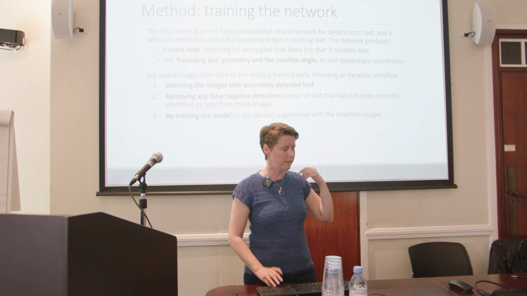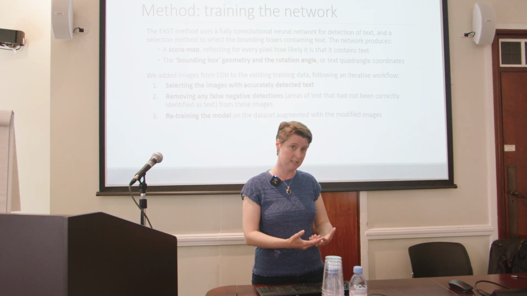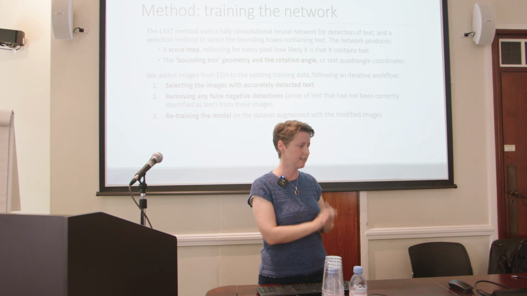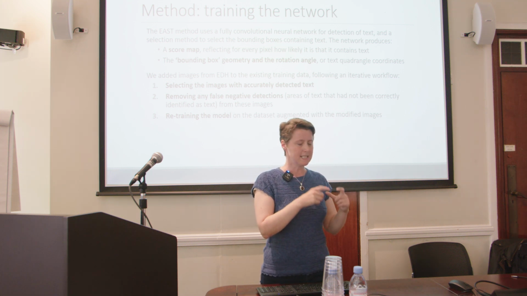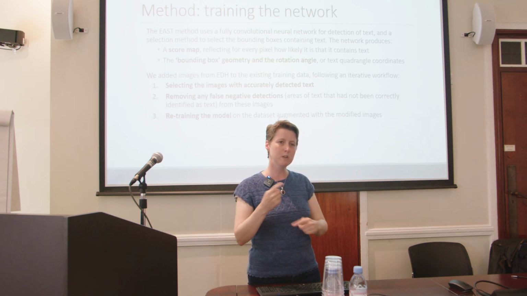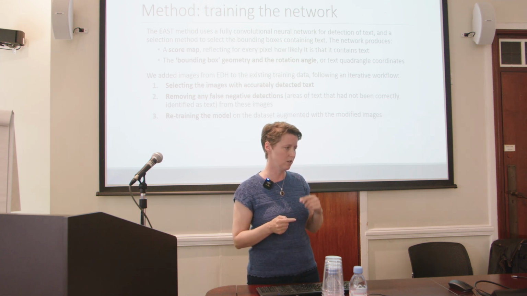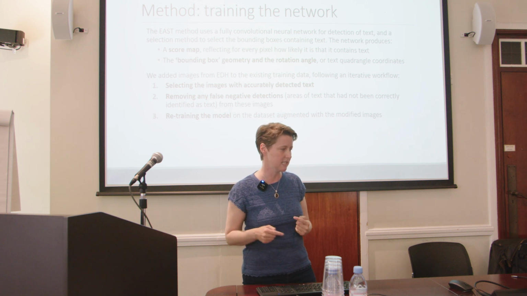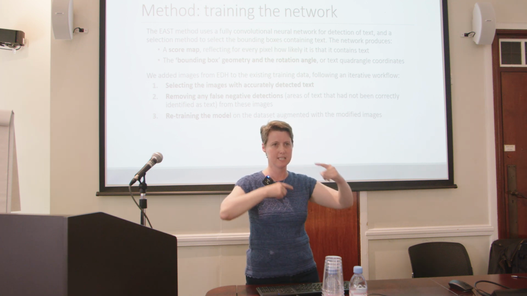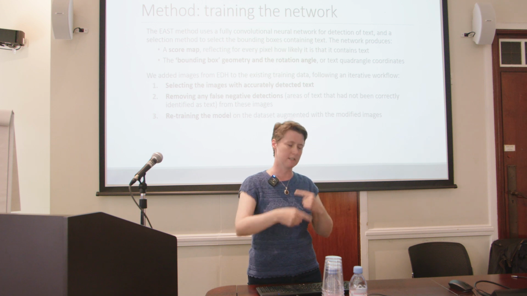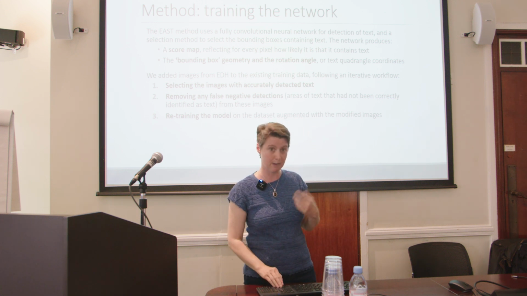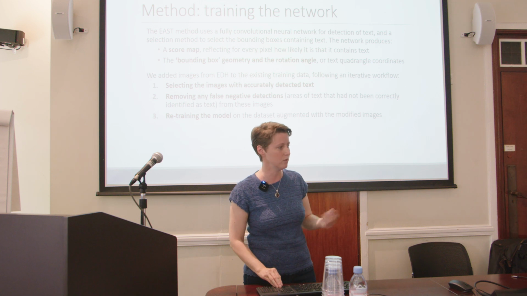We then asked it to try to recognize the text based on the training data set that it had. We selected the images where it had accurately detected the text, and then removed any false negative detections, so areas of text that hadn't been correctly identified as text, and then fed those back and retrained the model. So it was very much an iterative process of continuing to train the model and seeing over the months how it improved, or whether it improved.